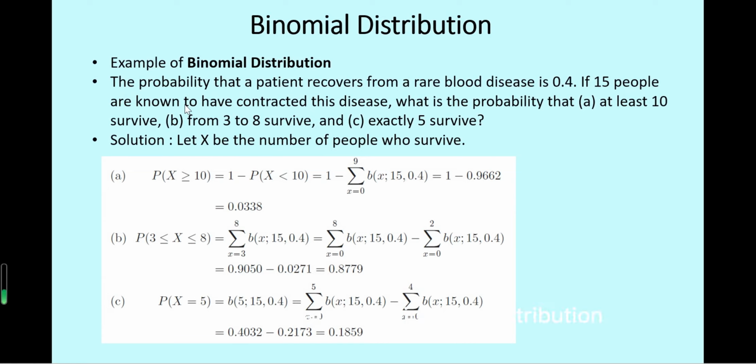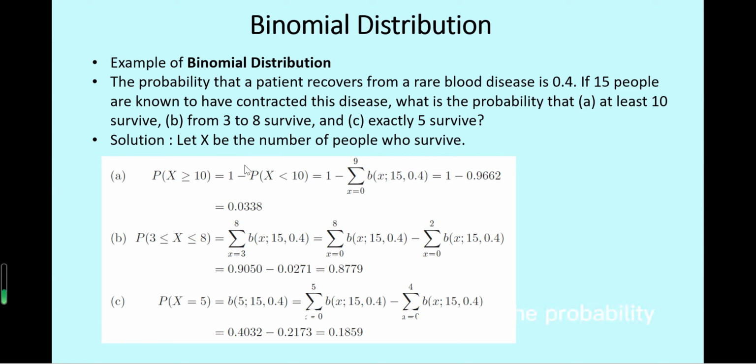Take a look at another binomial distribution example. The probability that a patient recovers from a rare blood disease is 0.4. If 15 people are known to have contracted this disease, what is the probability that (A) at least 10 survive, (B) from 3 to 8 survive, and (C) exactly 5 survive? So this is actually the binomial distribution with n equals 15 and p equals 0.4.